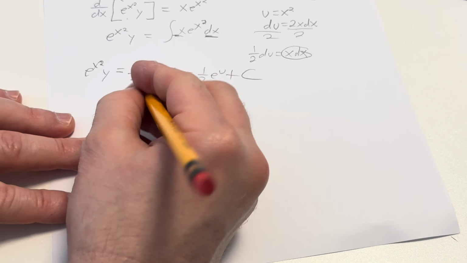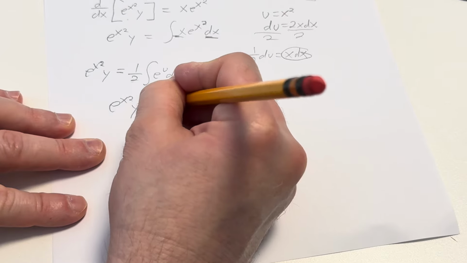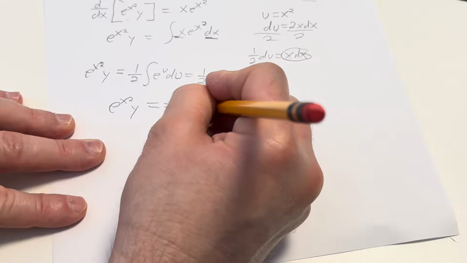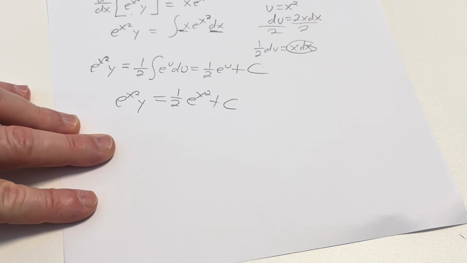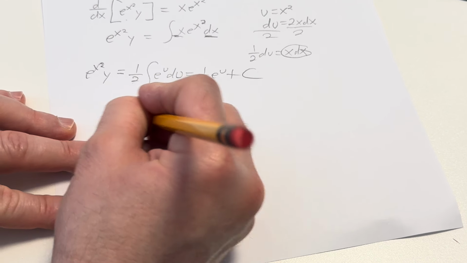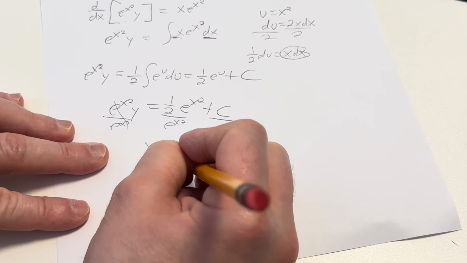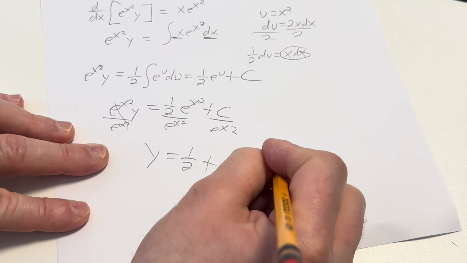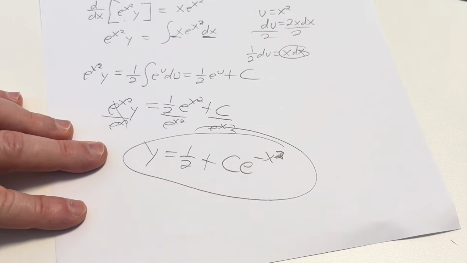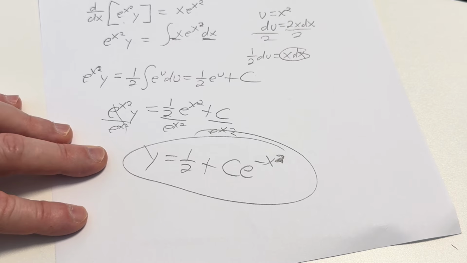Continuing in this fashion, we have e to the x squared y equals 1/2 e to the, well, what was u? U was x squared, plus our constant of integration, capital C. And this is fantastic because now we can divide everything by e to the x squared, which is never zero. So we get y equals 1/2 plus C e to the negative x squared. That would be the final answer to this problem. This is the solution of the differential equation. Pretty cool, right? That's our answer.